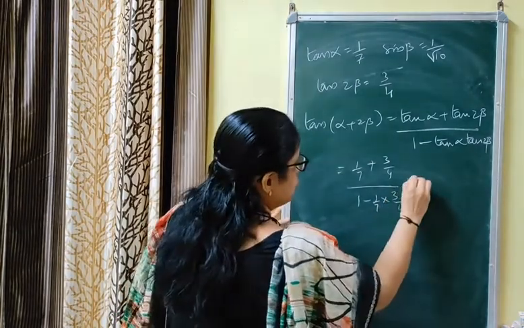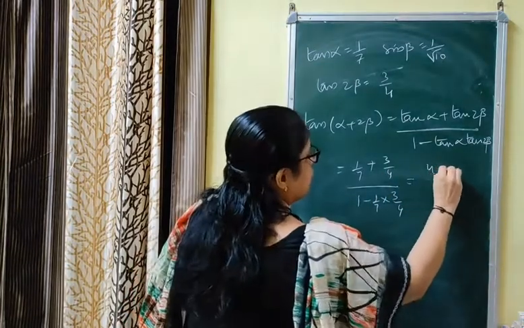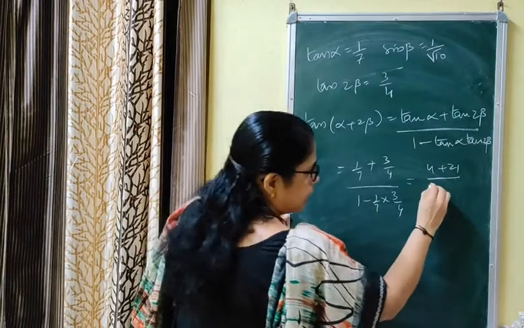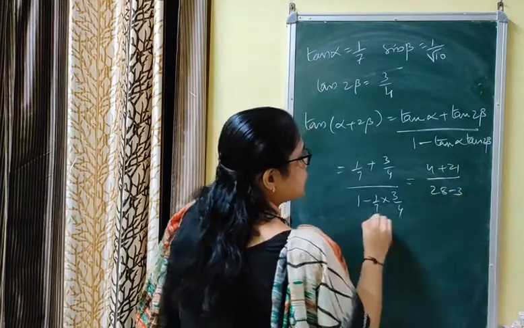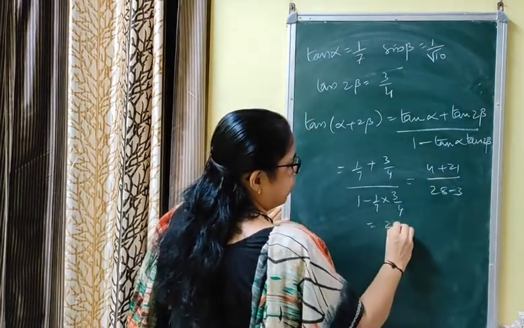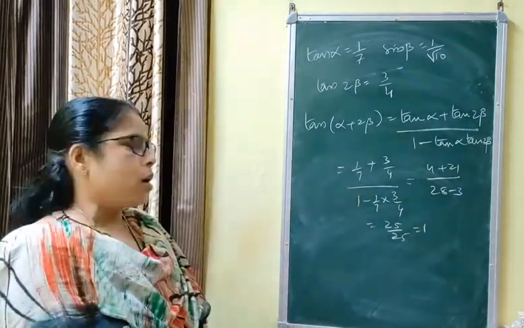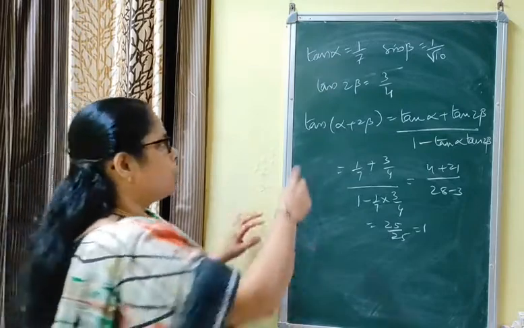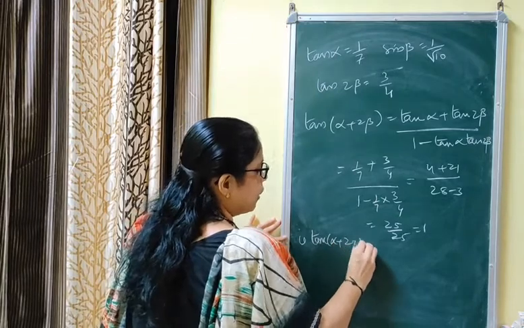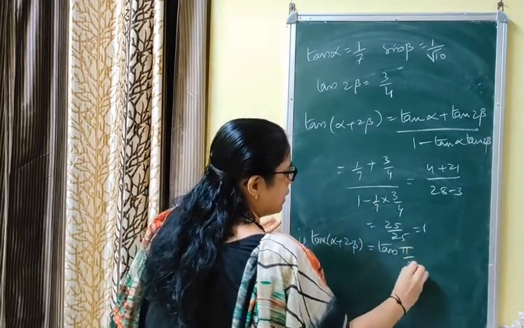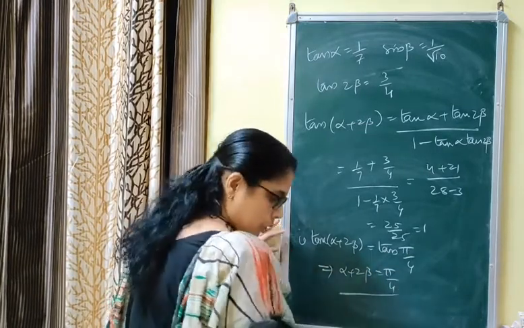If you solve this, you will get 4 plus 21, LCM is 28, upon 28 minus 3. Let me check. 28 minus 3, that becomes 21 plus 4, 25 by 25. That is equal to 1. As I told you, if you can prove that tan of any angle is equal to 1, then that value becomes pi by 4. This can be written as tan of alpha plus 2 beta is equal to tan pi by 4. By comparing the angles, you will get alpha plus 2 beta is equal to pi by 4. Hence the proof that you were asked to prove.